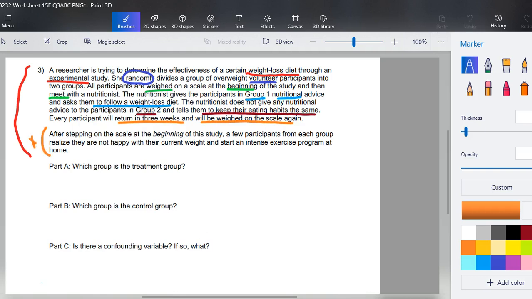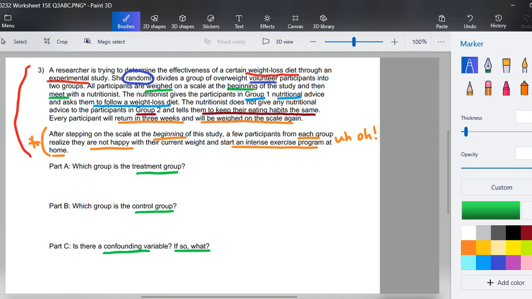However, after stepping on the scale at the beginning of the study, a few participants from each group realized they're not happy with their current weight, and they start an intense exercise program at home. Let's just say, uh-oh, right there. But let's keep talking about this study. Which is the treatment group? Which is the control group? Is there a confounding variable? And if so, what is it?